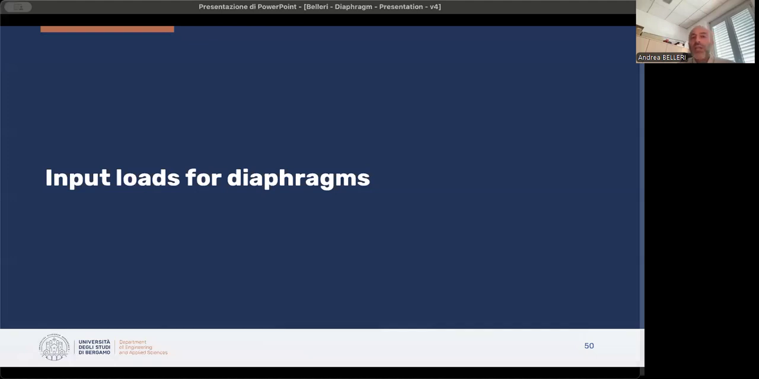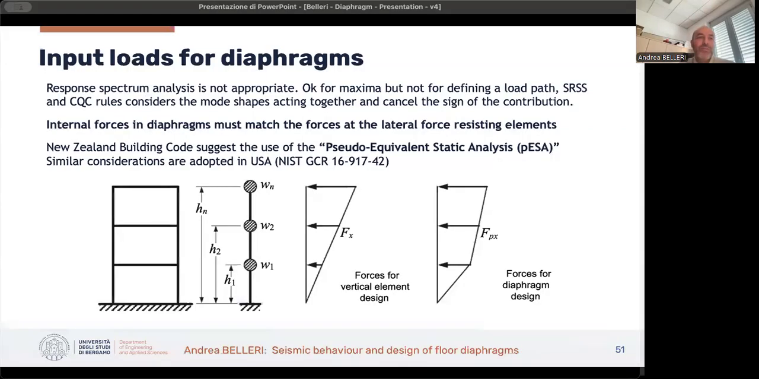Now let's talk about the input loads for the diaphragms. Response spectrum analysis is generally not appropriate to obtain the forces in the diaphragm. It's okay for the maximal loads, but not for defining the load path. This is also due to the fact that response spectrum analysis implements combination rules that make the mode shapes act together and will cancel the sign of the contribution of each mode.